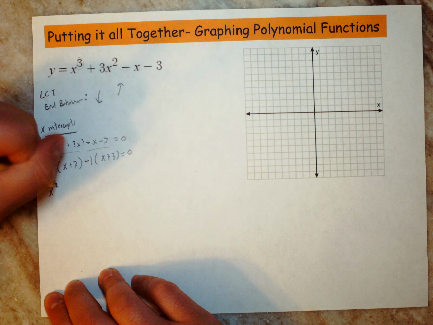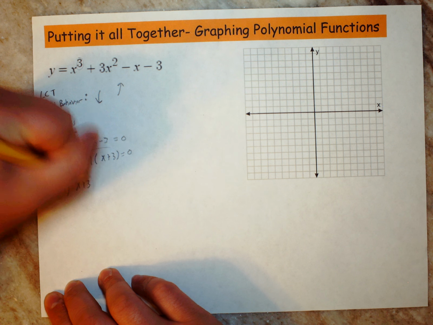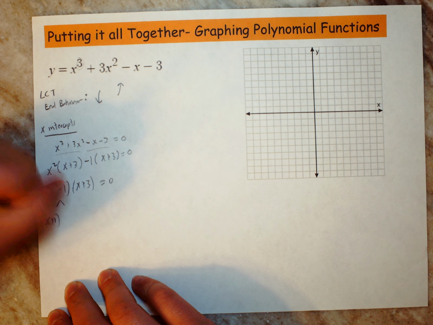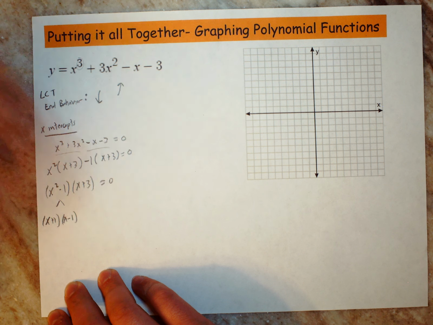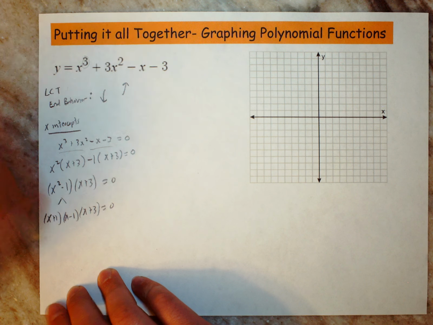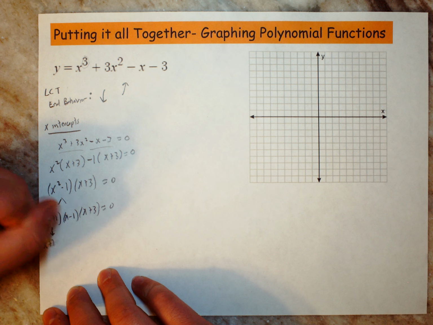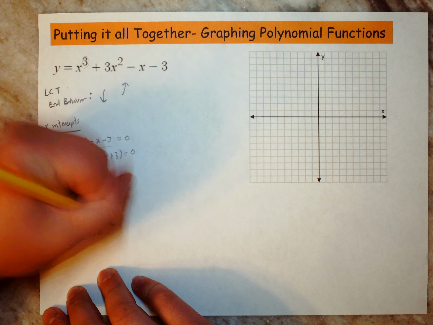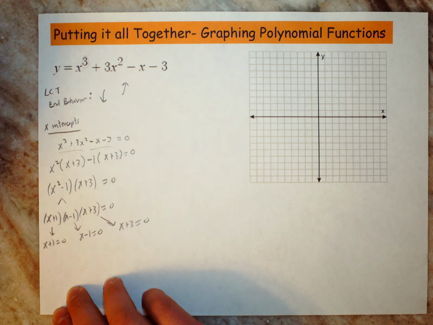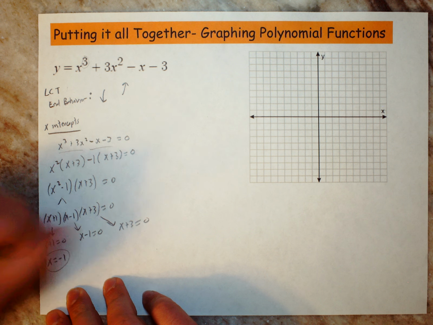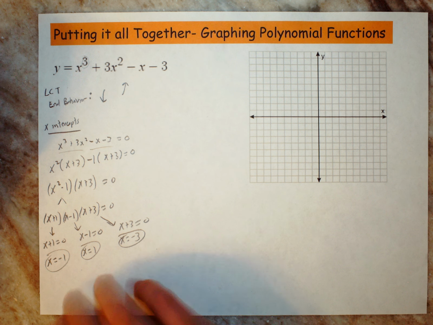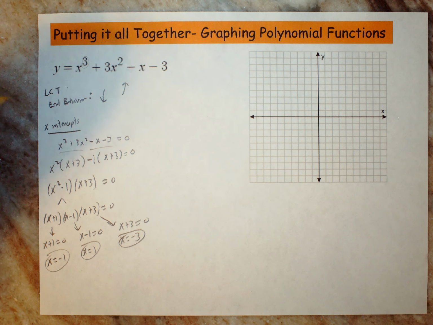You're going to make your groups x squared minus 1 and x plus 3 equals 0. This can be factored again into x plus 1, x minus 1, and then you have x plus 3 equals 0. So this is x plus 1 equals 0, this is x minus 1 equals 0, and that is x plus 3 equals 0. So the x-intercepts are x equals -1, x equals 1, and x equals -3. So that's how you factor to find the zeros.